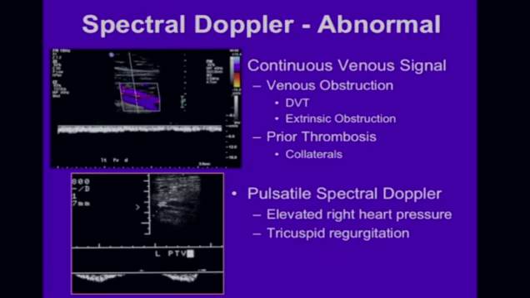Now, the respiration changes can cross the baseline, particularly in the common femoral vein. But when we see this all the way down the leg, we're worried about vessels which are too pulsatile and showing too much reverse flow, typically from cardiac disease or tricuspid regurgitation or elevated right heart strain.